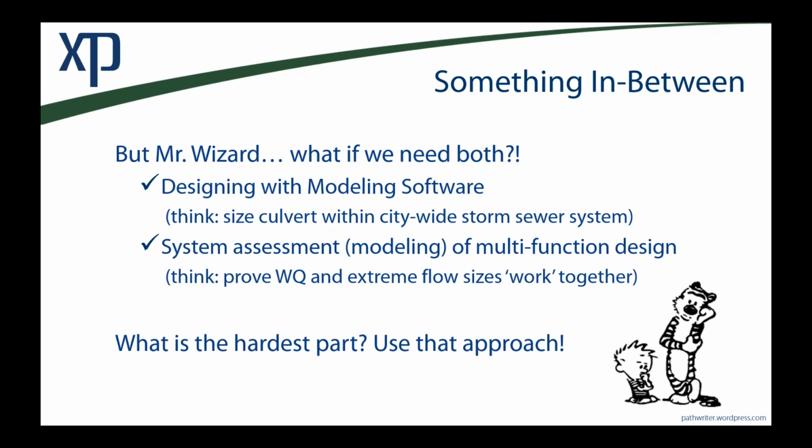So basically, what's the hardest part? Use that approach. So for the one I was just speaking about, right? So where you have kind of multiple different design criteria, you're doing design. You just have to do a lot of it. So you're going to want to use a robust design package, I might say like XPDRAINAGE, because you need to do so much design. We're going to assess the system as a whole, but after a lot of design work. Okay? So that's really where that would live.